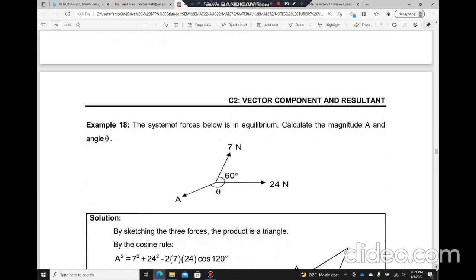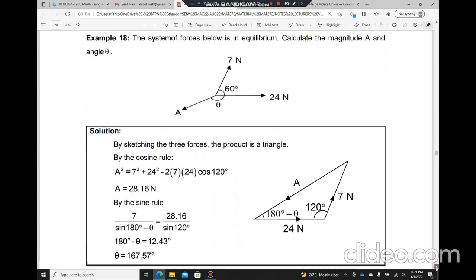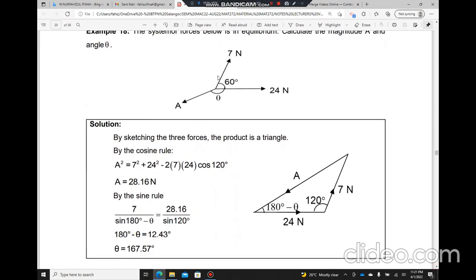Let's discuss example 18. Okay, the system of forces below is in equilibrium. Calculate the magnitude A and angle theta. Okay, so yang ni dia dah inform dah dia berada dalam equilibrium. So dia suruh cari magnitude A and angle theta. Okay, so kalau kita tengok dekat sini, we have 7 Newton, A and 24 Newton. So by sketching the three forces, the product is a triangle. Kita sketch dulu untuk jadikan dia bentuk triangle.